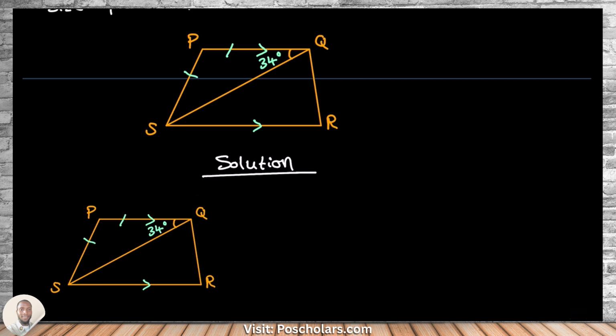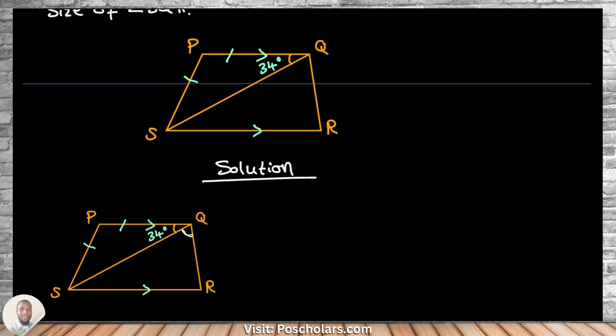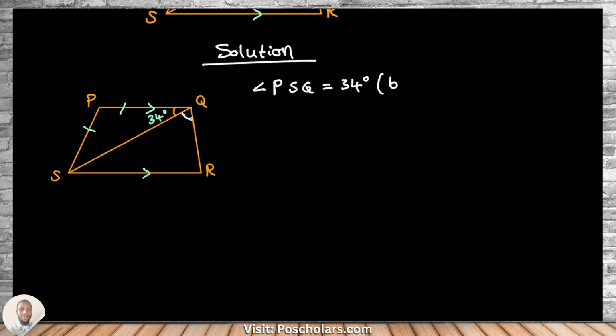Now, the major emphasis is for us to find the size of angle SQR, and this is the angle we are looking for. The question is depicted in this diagram already. We know that this side is equal to this side, that is PS and PQ are equal. So that makes this triangle an isosceles triangle. And one thing we know about an isosceles triangle is that the base angles are equal. So if this angle is 34 degrees, this angle will also be 34 degrees. So angle PSQ is equal to 34 degrees, and the reason is base angles of an isosceles triangle are equal.